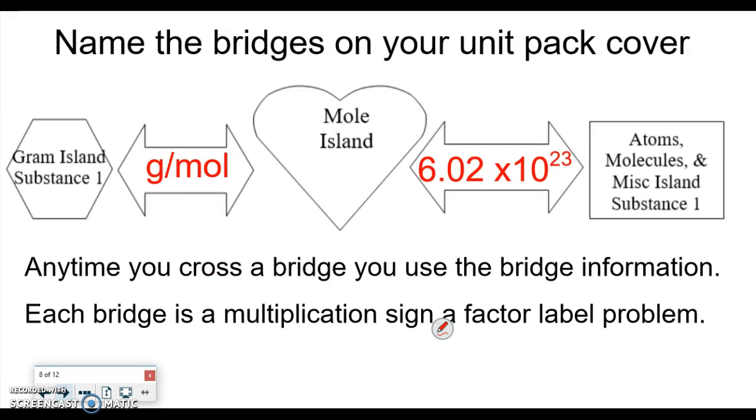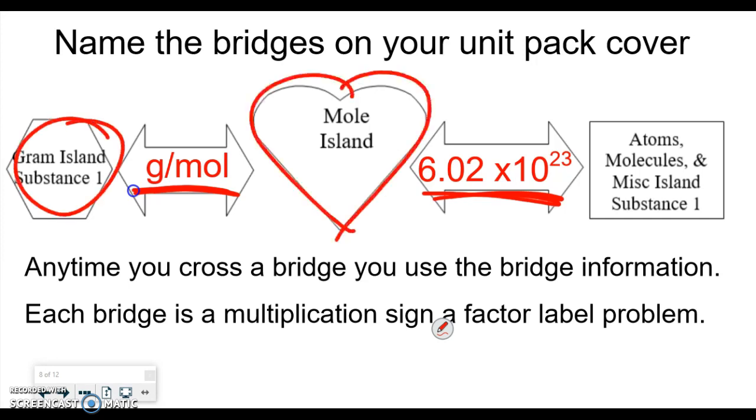All right, so today we need to go to the cover of your unit pack, and we need to name a couple bridges. On the cover of your unit pack, I need you to add this. This is always going to come off the periodic table as a molar mass, and this number will always be used anytime you go between those 2 islands. So there's Gram Island here, there's Mole Island, and then there's atoms, molecules, and miscellaneous island. And anytime you go across a bridge, it's a multiplication sign, so it kind of helps us figure out how many steps we have to our problems.